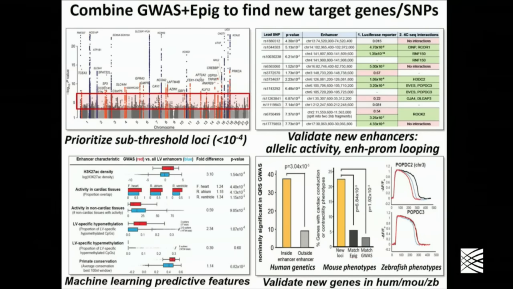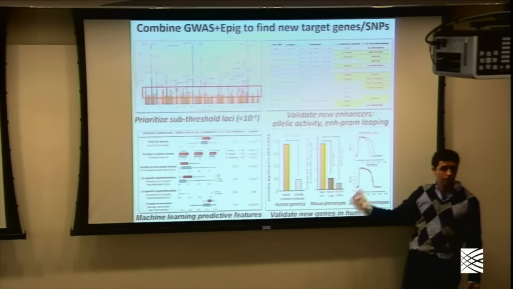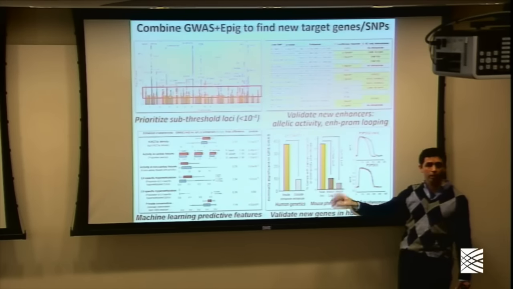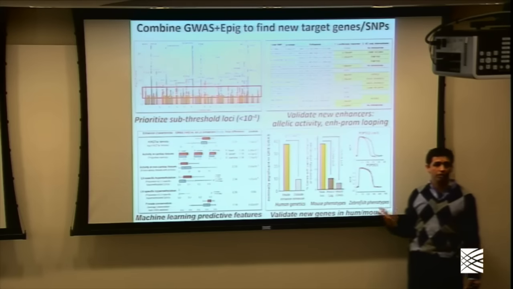And if you look at mouse phenotypes, you basically find that the genes that are predicted to be targets, when you knock them out in mouse, indeed lead to cardiac conduction or contractility phenotypes much more often than what you would predict by chance if you match the epigenomic data or if you match the GWAS alone. But combining the two together gives you this dramatic enrichment.